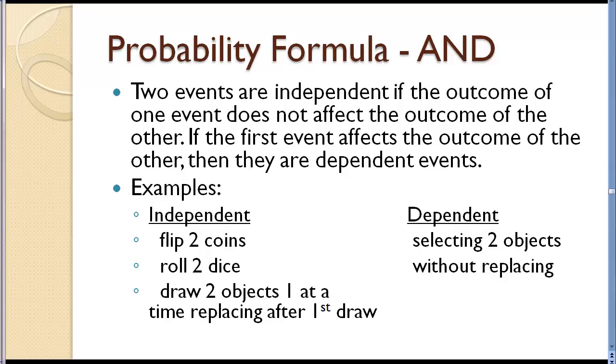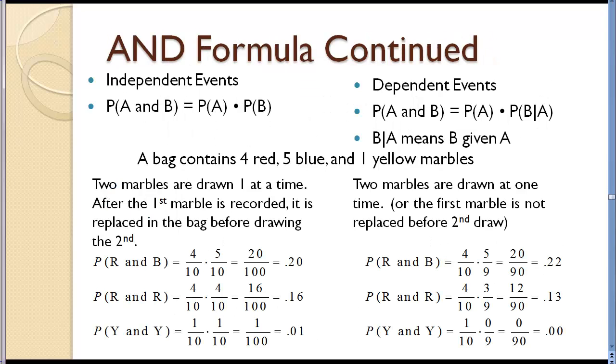So let's look at an example here. Well, first the formula. If you know two events are independent, then for the probability of both events happening, we multiply the two probabilities together. If you know that the two things are dependent, then we're still going to multiply the probabilities, but we don't multiply by the probability of just B. We have to multiply by the probability of B knowing, or given, that's what this symbol means, that A did happen.